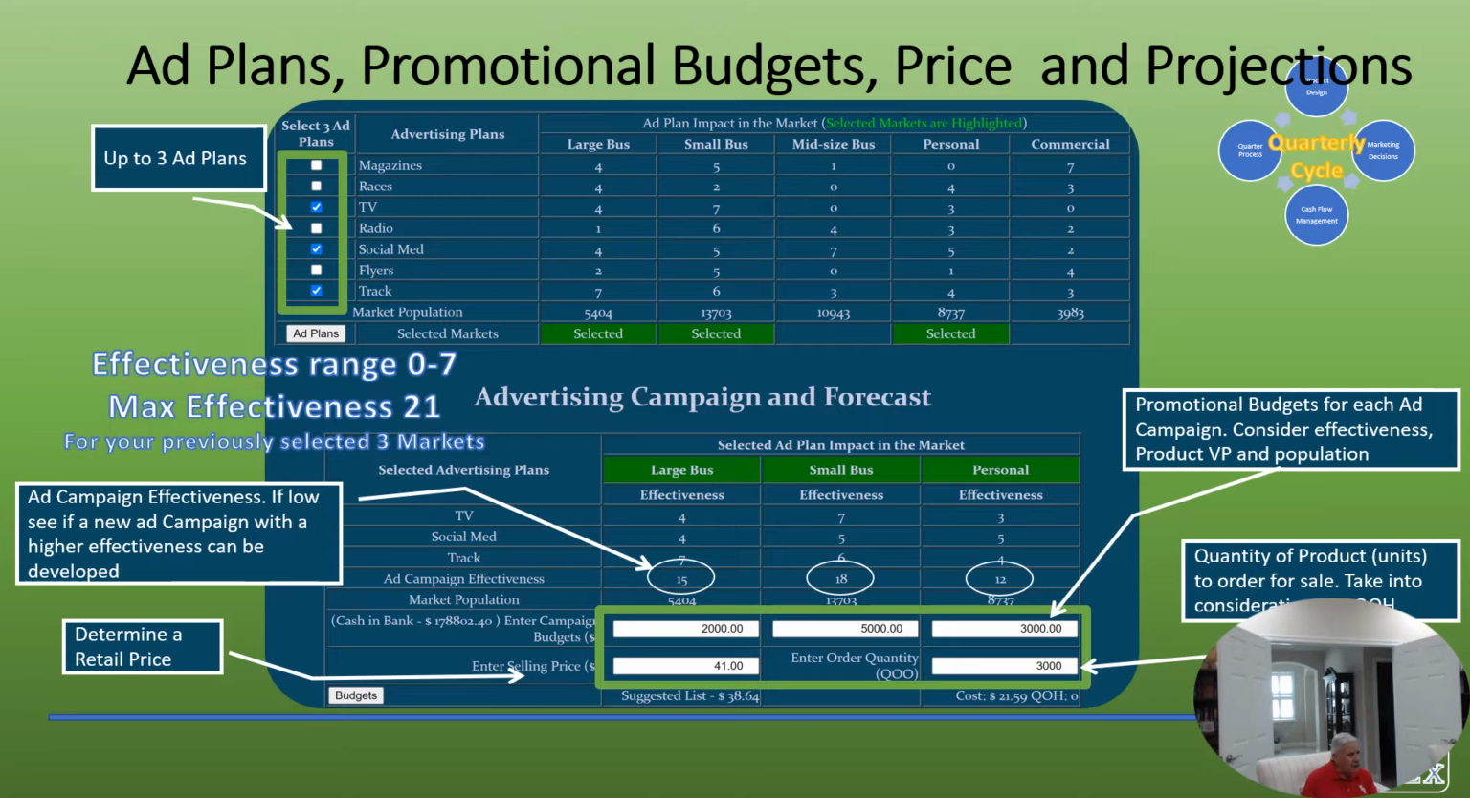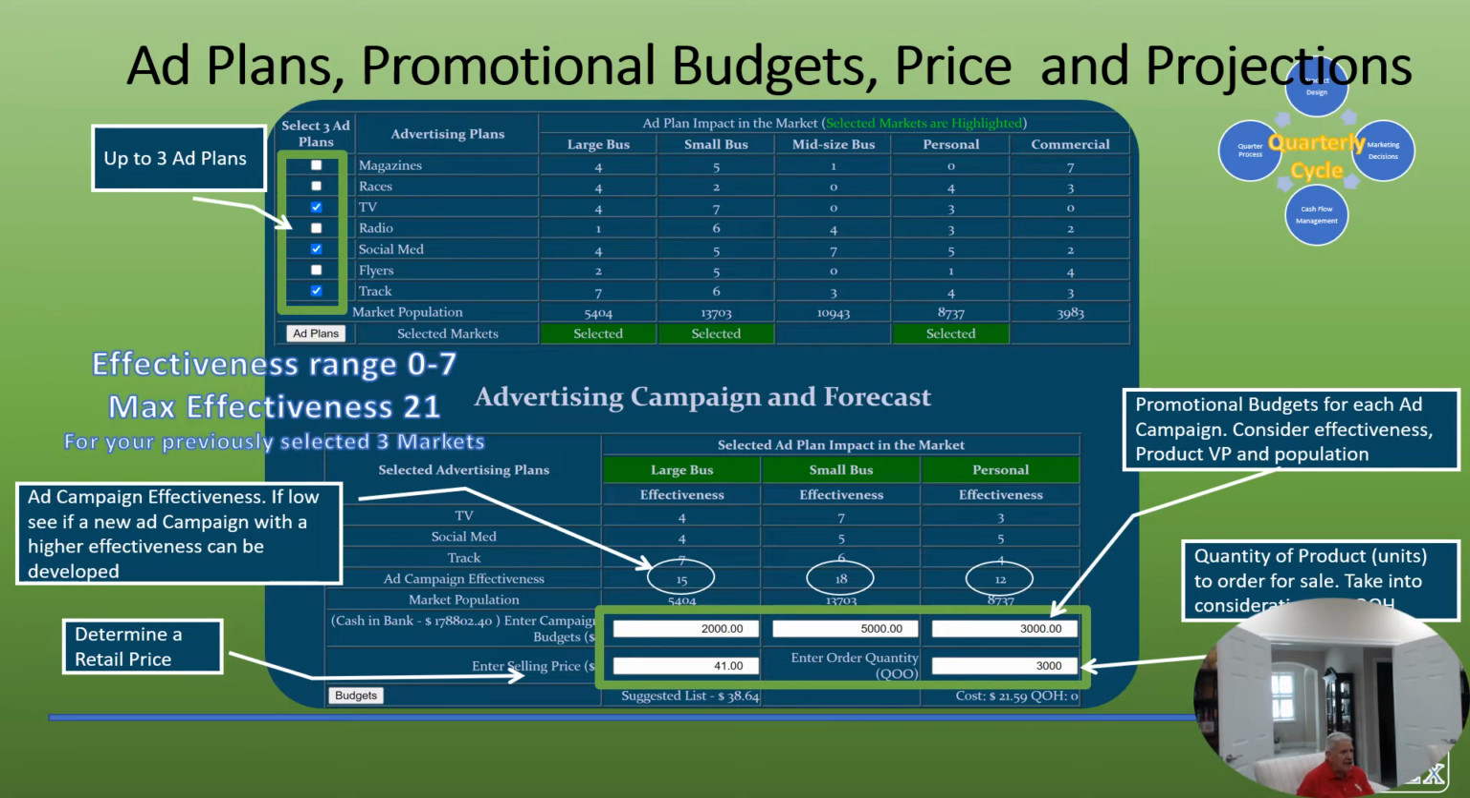As you can see, the bottom part of the screen shows you this summary information. For the 3 markets that have been selected, it shows us the effectiveness of the ad campaign that we have created. Again, the ad campaign in one market may be better than another. If we don't like a particular market, then go back to the previous screen and change the market to reflect an ad campaign that may be more productive.